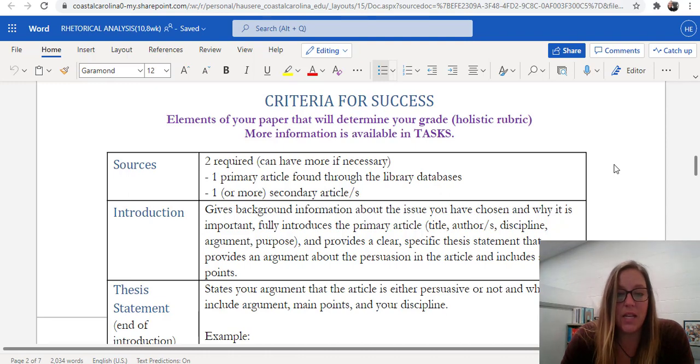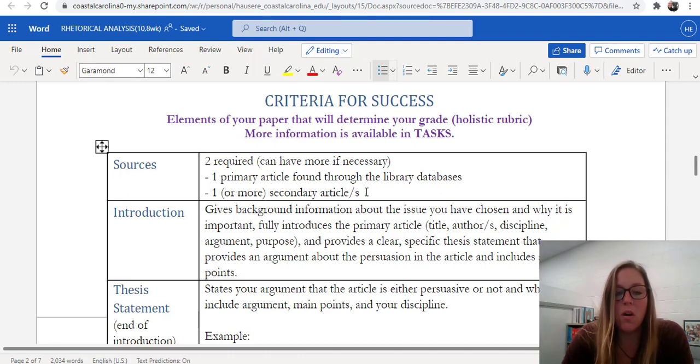The other one needs to be a secondary source to support the fact that your discipline values certain writing conventions. You may need more than one secondary article, but only one is required. But you must have a secondary article in each of your paragraphs. That can be the same secondary article as long as that secondary article discusses all three of the rhetorical appeals.